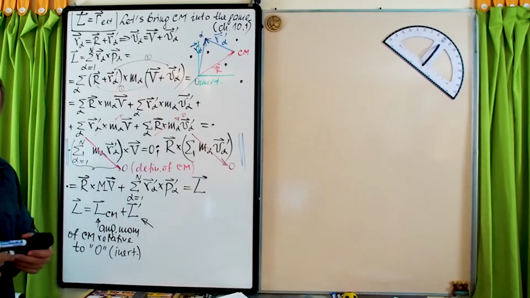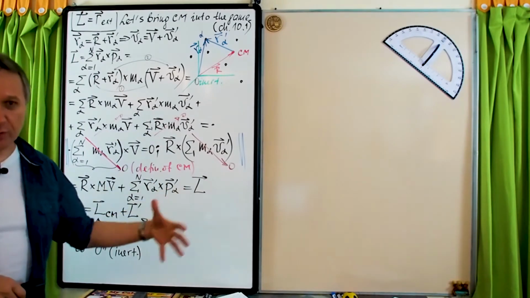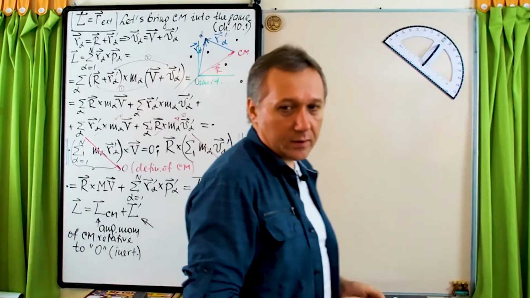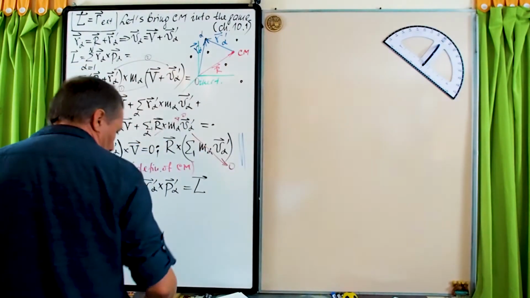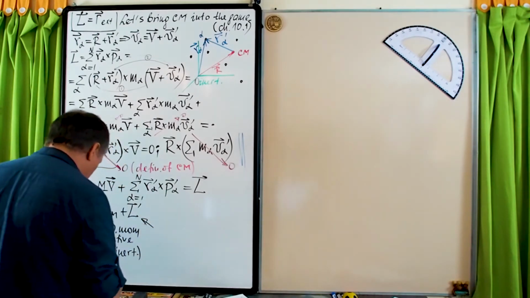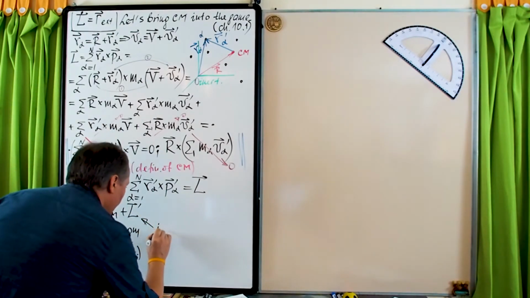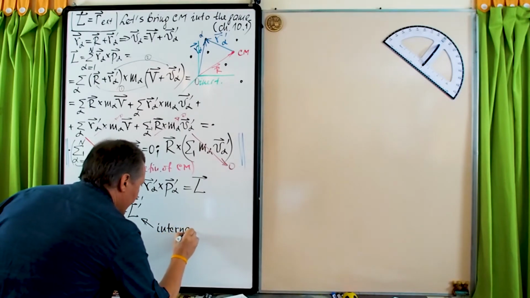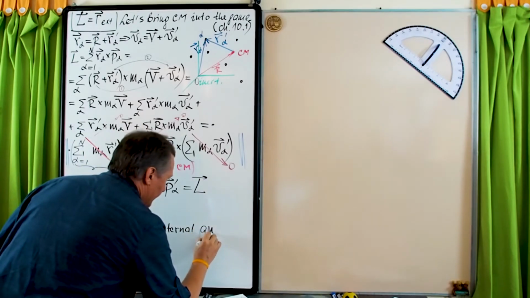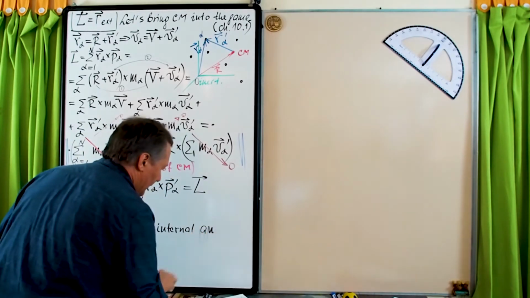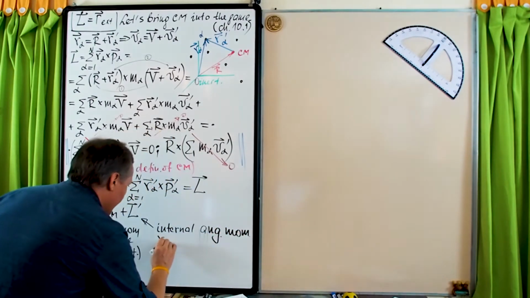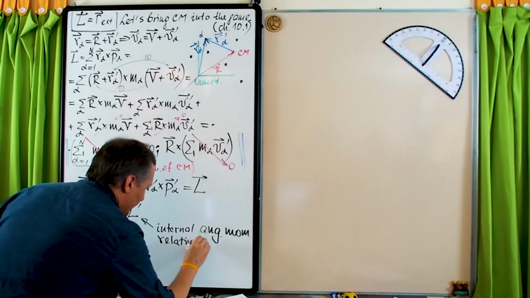And so basically, it makes sense to call it internal, because it's relative to some internal point in the system, right? So internal angular momentum. The internal angular momentum, of course, about the center of mass. Internal angular momentum relative to the center of mass.